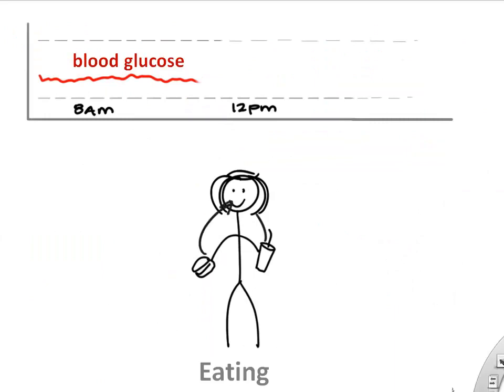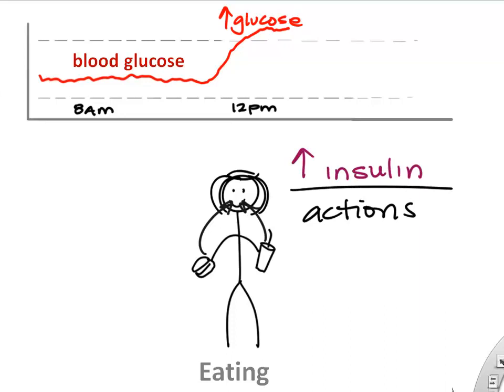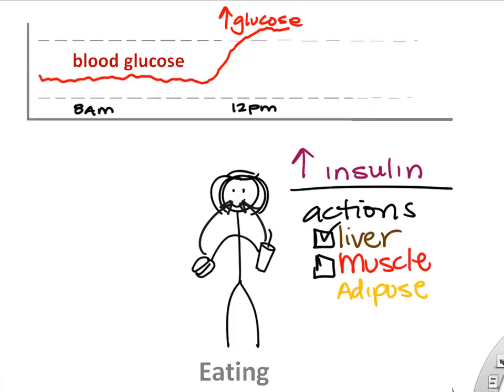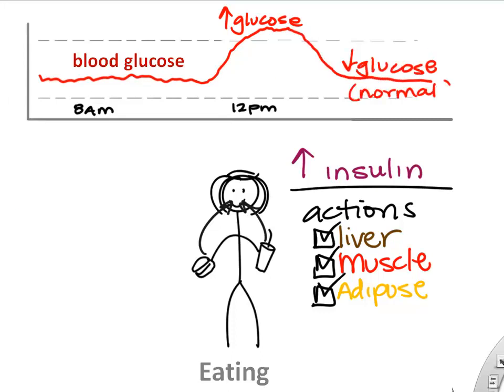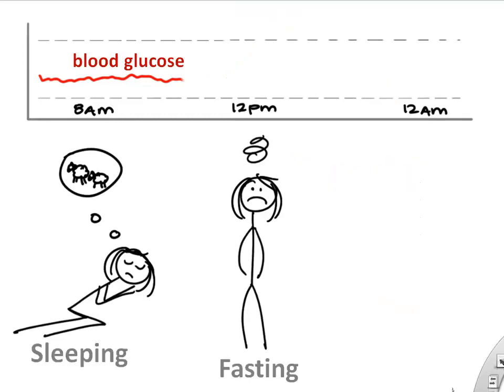Okay, so let's say you start eating a meal that will spike your blood glucose, and the response will be then to make more insulin. And the actions on our liver, muscle, and adipose tissue then will be to clear out and get rid of that glucose out of the bloodstream and into our cells, and our blood glucose will go back down towards normal.